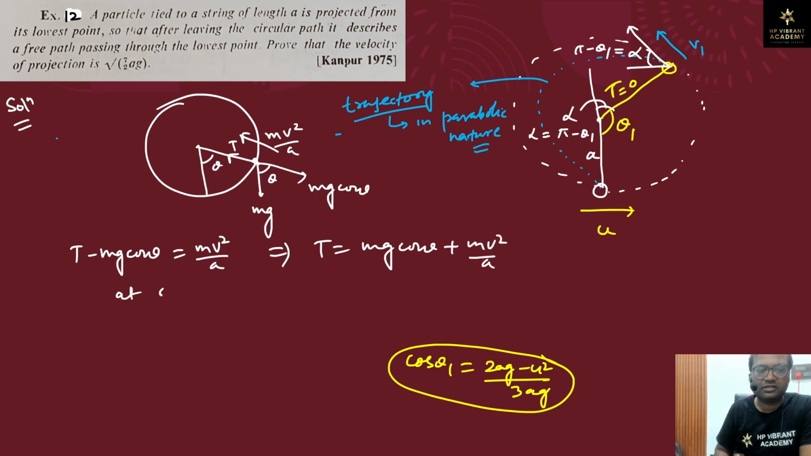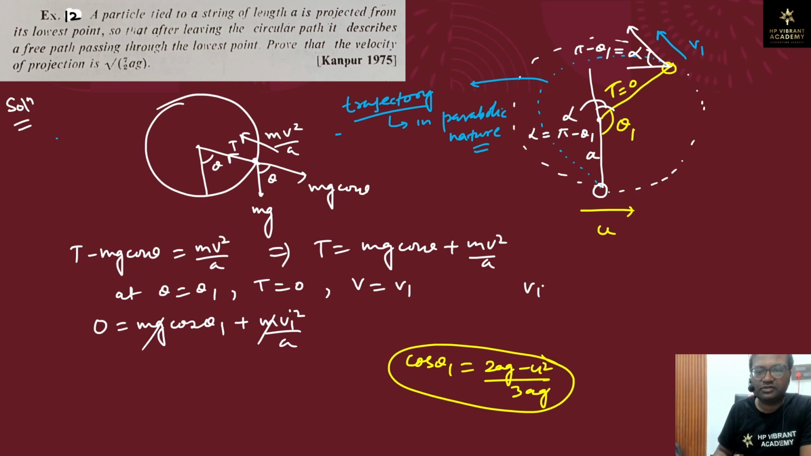So at theta equal to theta 1, tension is equal to 0 and v is equal to v1. So we have 0 is equal to mg cos theta 1 plus m v1 square upon a. So m gets cancelled. We have v1 square is equal to minus a g cos theta 1. Let us write down cos alpha. What is cos alpha?